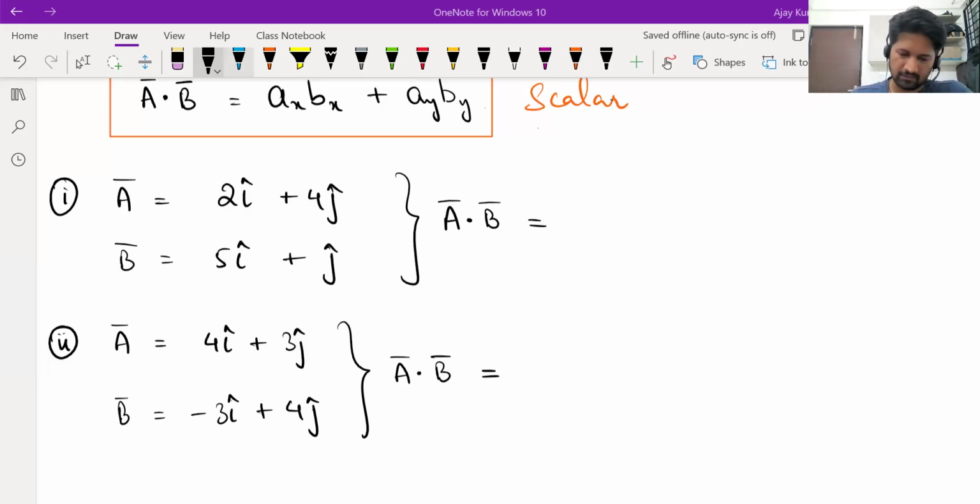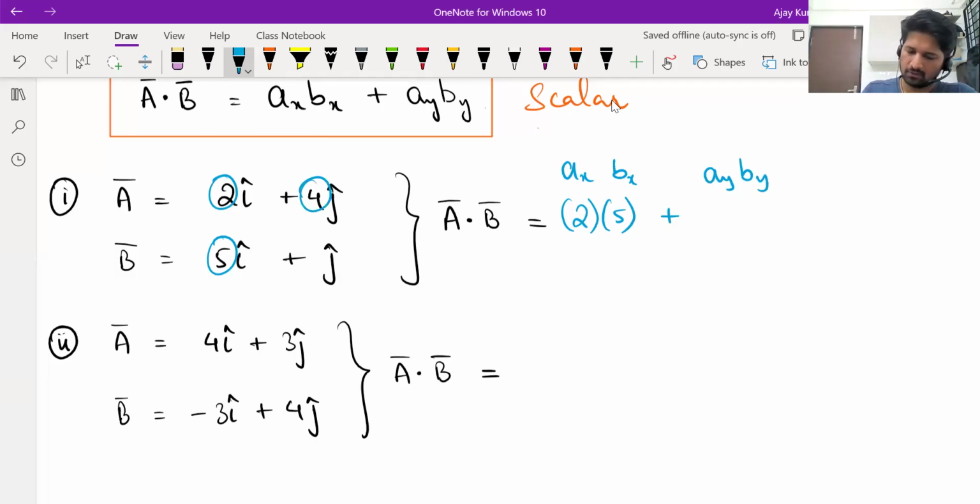Anyway, see, you have to multiply the x components of the vectors. 2, 5 becomes 10. That is ax, bx. X component of A multiplied with x component of B. Plus, multiply the y components now. Ay is 4. Before j you don't see anything, that means there is a 1 here. Okay, only j cap means 1 j cap. So 4 into 1. 10 plus 4, the answer is 14 in the first case.